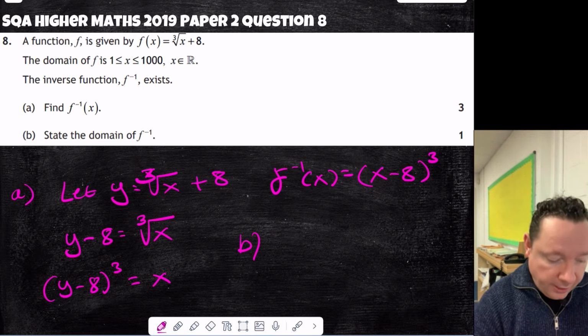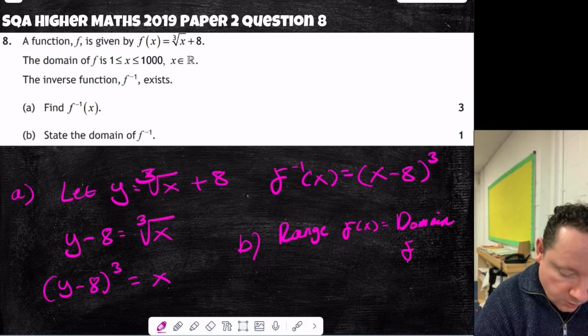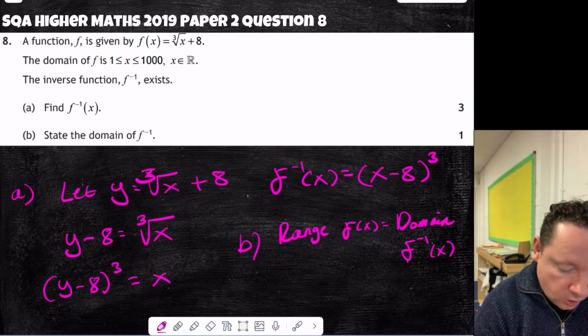So let's check the range of f of x. So I'll just write it down. Range of f of x equals domain of the inverse function. In becomes out, and out becomes in. So what's the range? Well, the range of f of x is just putting in f of 1.